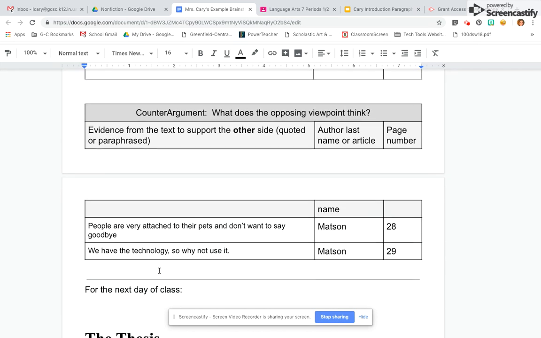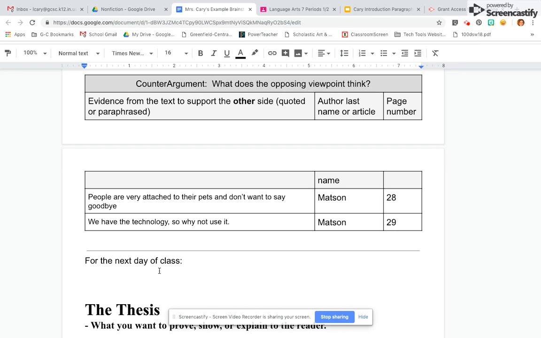All right, what we didn't get to in class is the counter argument. So Monday in class, we're looking back through the article and we're looking for 2 details that go for the other side, okay? We can quote what those pieces of evidence are, or we can paraphrase them. I paraphrased both, put the last name and the page number, okay?